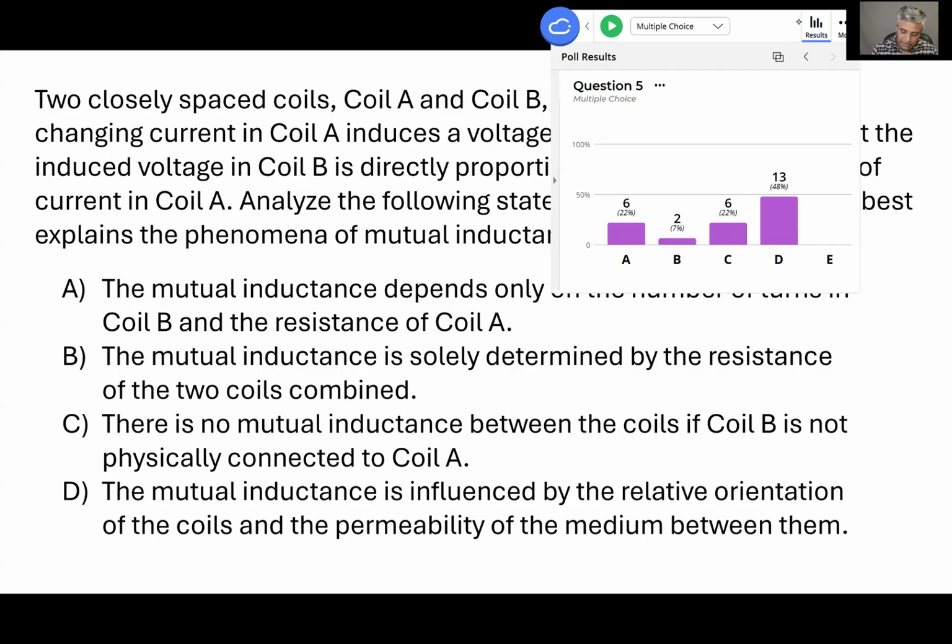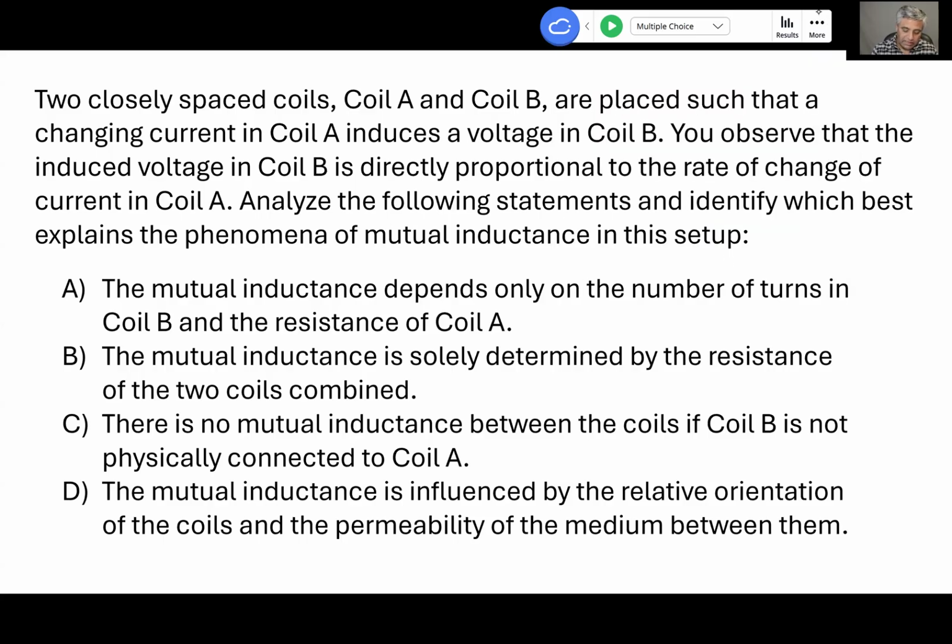So we are getting a bit more D and some A and C. I was reading through them and it looks like D is the correct answer, because I know A is not correct. It says mutual inductance depends only on the number of turns in coil B and the resistance of A. In our previous equation, we did not have any resistance. Resistance is going to affect current, but there is no direct relationship between that. We know that it depends on the number of turns, but not only that, as it says. So it was kind of close for the number, but the other things are not totally correct.